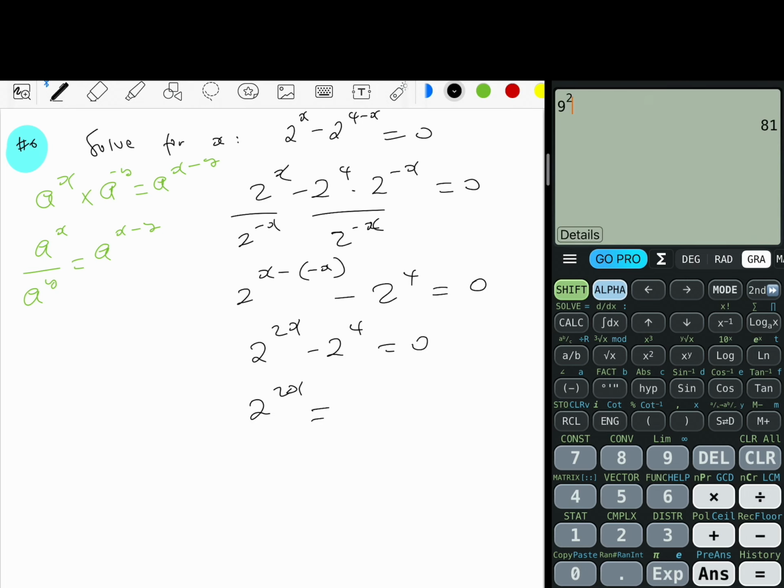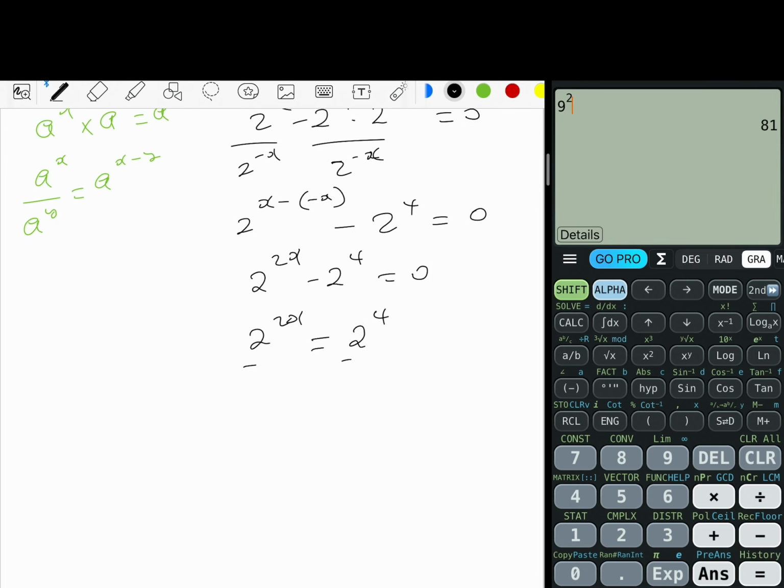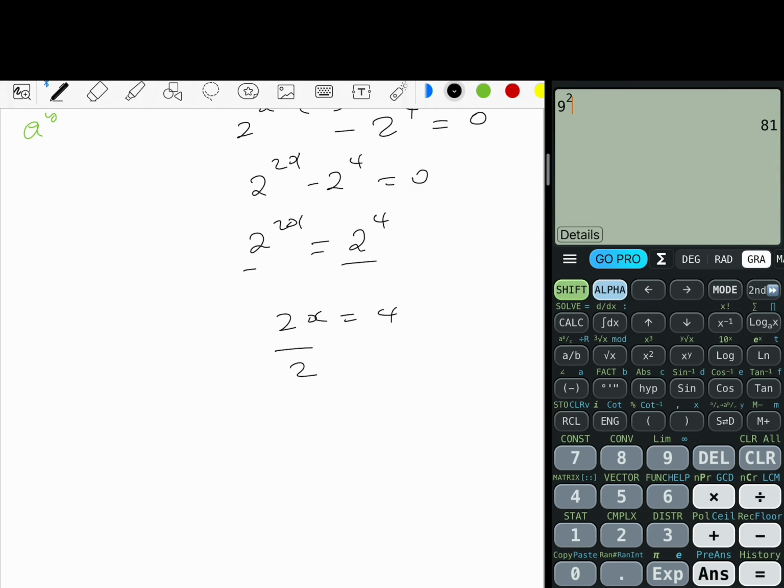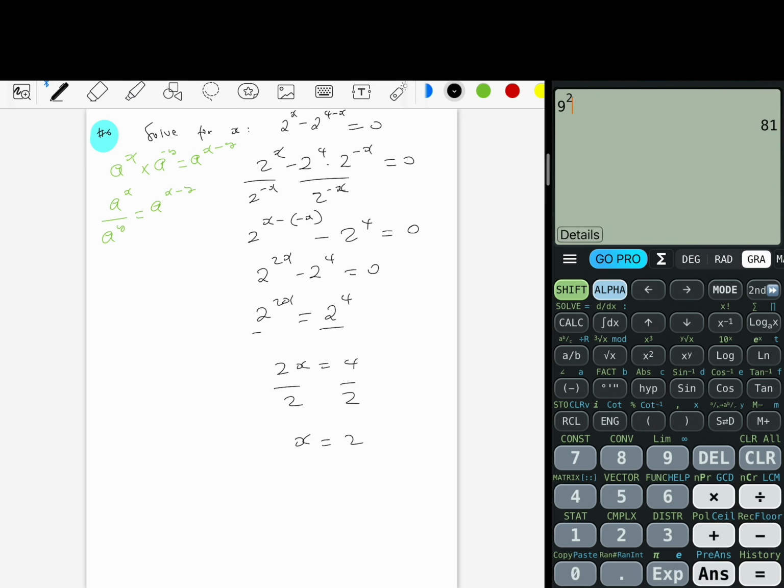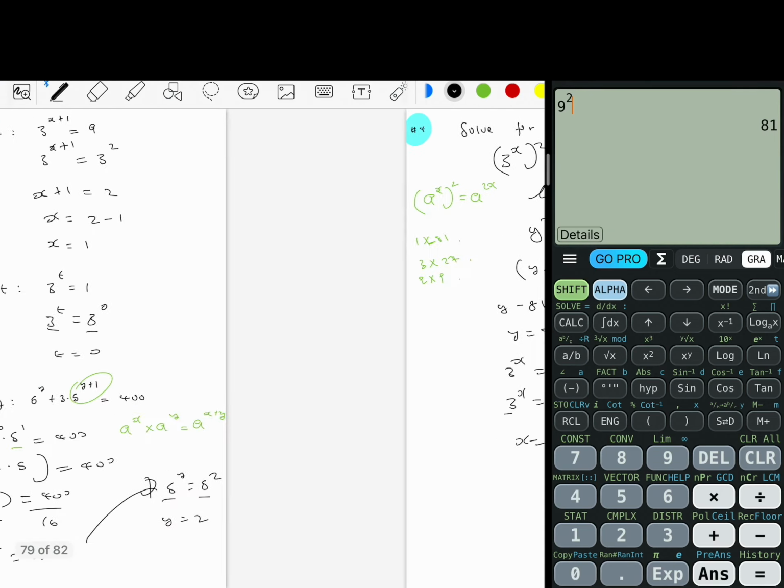Then we can take that minus 2 power 4 to the right hand side, becomes 2 power 4. Then basically the same, you equate the exponents. Then you can divide by 2 on both sides, so your x is 2. Boom! Your x is equal to 2. I really like this question. It's a really brilliant, nice exam question. Let me know if you got a question for me on how to solve exponential equation.